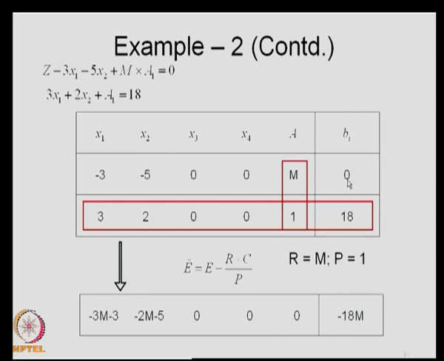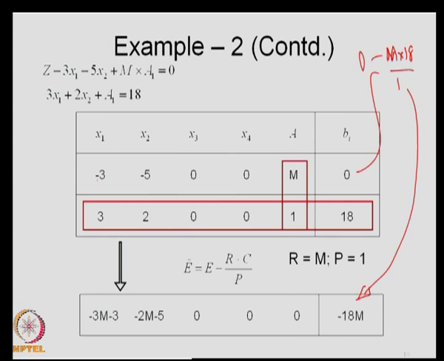Say for example, you want to transform this. How do you transform that? This is, I will write 0 minus m into 18 divided by 1. So, this is what you write as minus 18 m. Similarly, if you want to write let us say this number, this will be minus 5 minus m into 2 divided by 1. So, minus 2 m minus 5, that is what you get here.